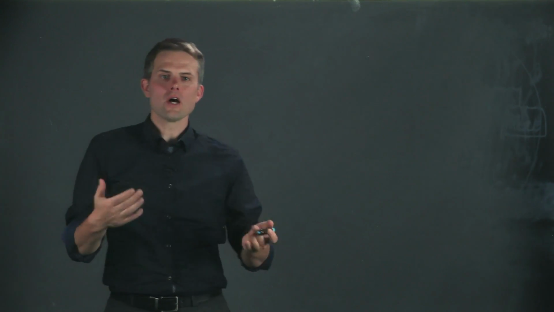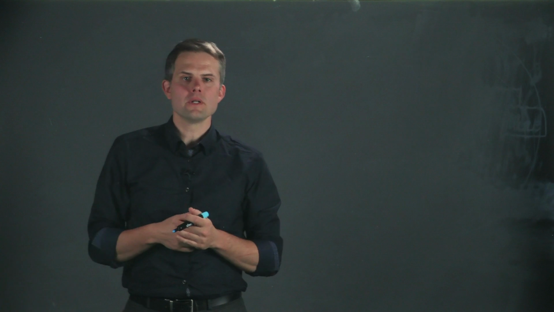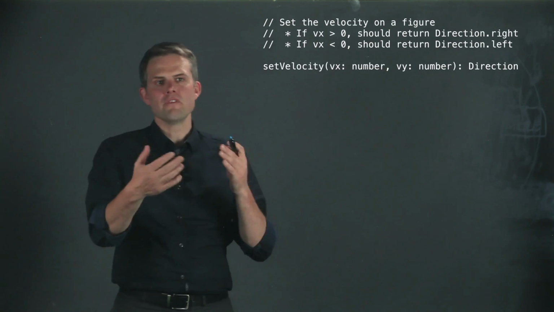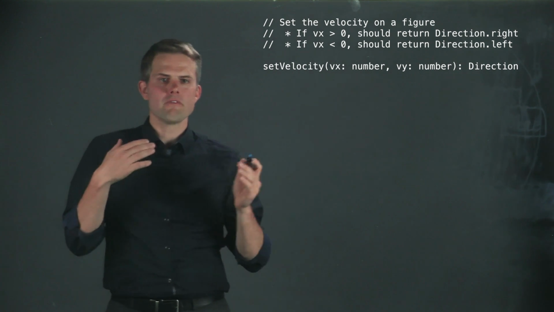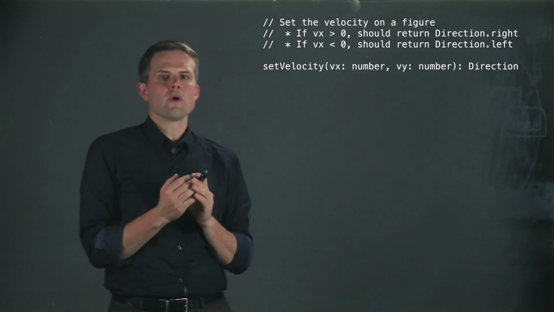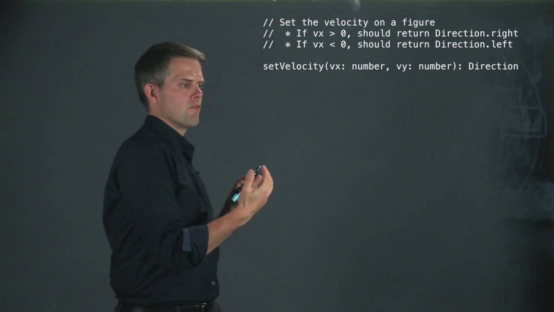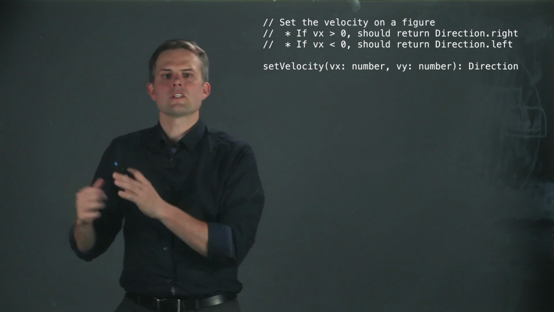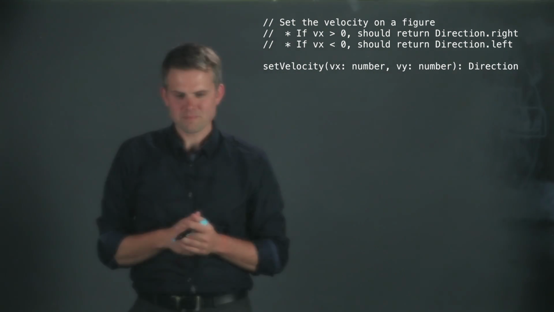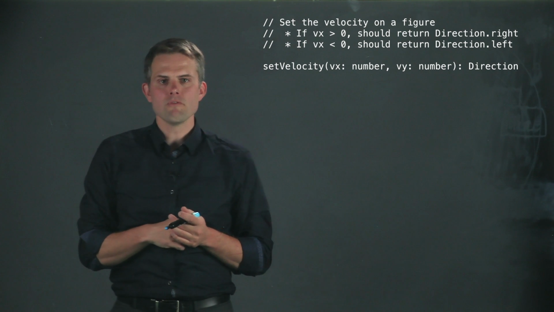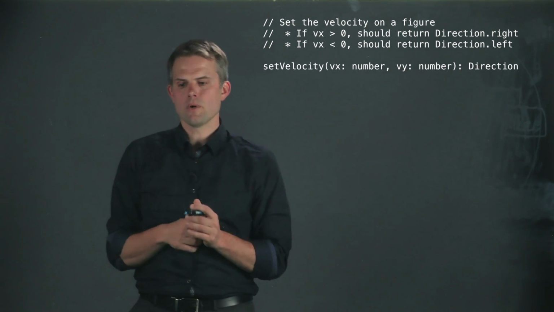Let's take a look at a concrete example for Mario in the output partitioning domain as well. So here we have the set velocity function that takes the Vx and Vy for a figure and returns whether or not that figure is moving right or left. Right, and this is relevant because we need to know if the sprite for the figure should be facing right or facing left based on the direction that the physics engine has them traveling. So on its surface, this looks just like isGreater from before, where we have two number inputs.